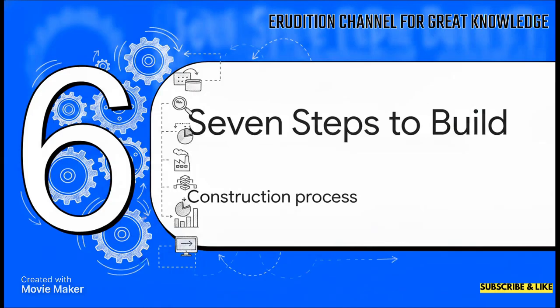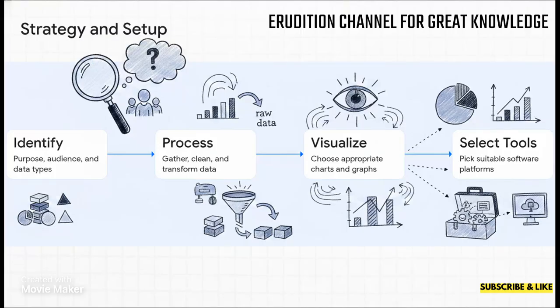It's a highly tailored approach. All right, let's get practical with Section 6, 7 steps to build it. Here are the first 4 steps, which make up your strategy and setup phase. Step 1 is identifying requirements, really understanding the purpose, the audience, and the types of data. Step 2 is collection and processing, where you gather data from various sources, clean it, transform it, and aggregate it. Step 3 is where you choose your visualization technique, selecting the charts or visual elements that best represent those insights. And Step 4 is selecting the right tools and platforms based on your exact needs.